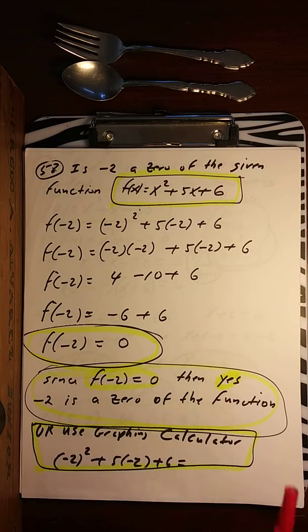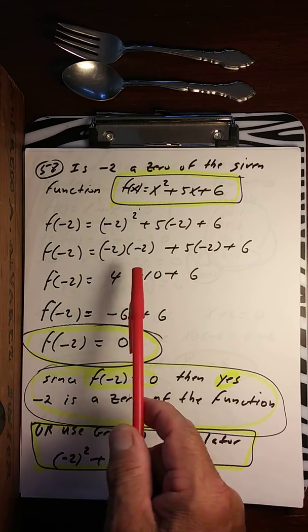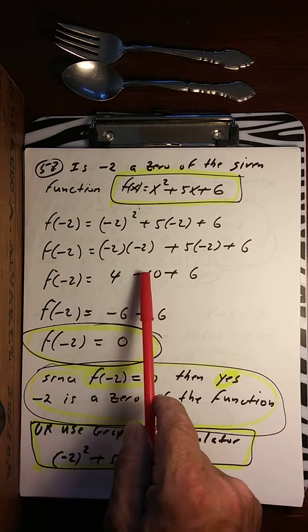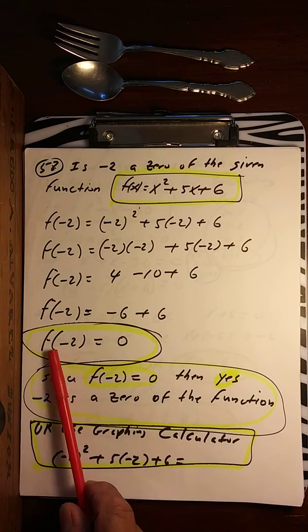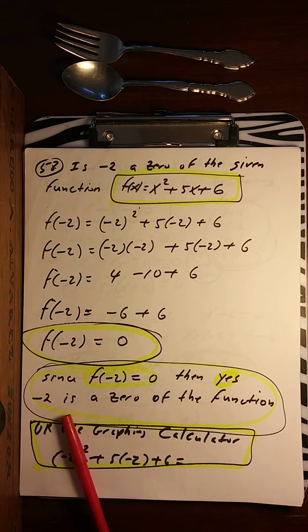Is -2 a zero of the given function? I don't know, let's find out. If you put -2 in there, you should get 0, maybe. Let's see. -2 squared is 4, that's -10 and 6. -6 plus 6 is 0, yep. So when you put in f of -2, you got 0. Since f of -2 equals 0, yes, -2 is a zero of the function. Or you can use the graphing calculator to put the numbers in, do it faster.